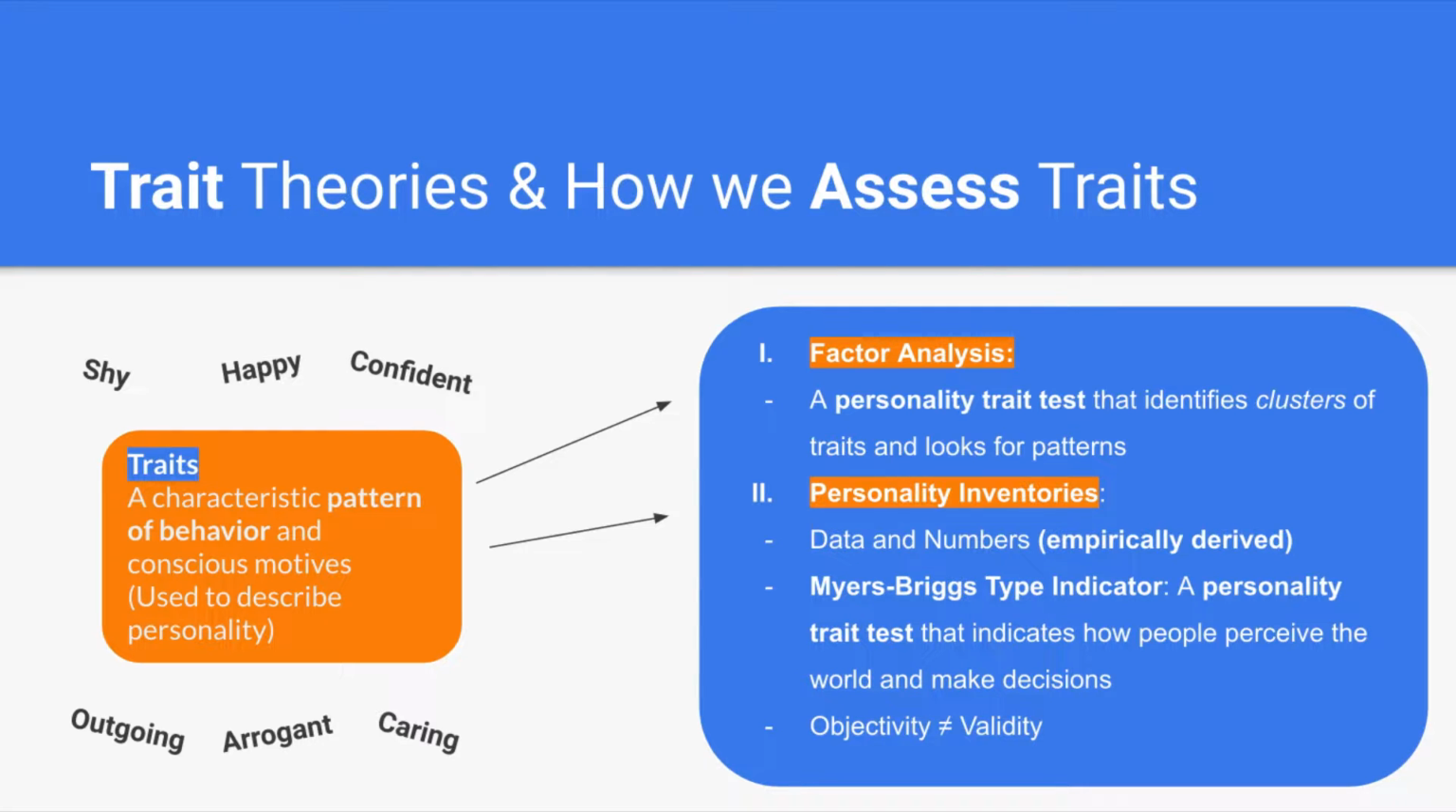Psychologists use personality trait tests, such as factor analysis and personality inventories, which are questionnaires that are used to assess selected personality traits. Personality inventories are empirically derived, which means from data and numbers. So it means that they should be objectively scored and super accurate. However, people can fake their answers to create a good impression. So objectivity does not always guarantee validity in this case.